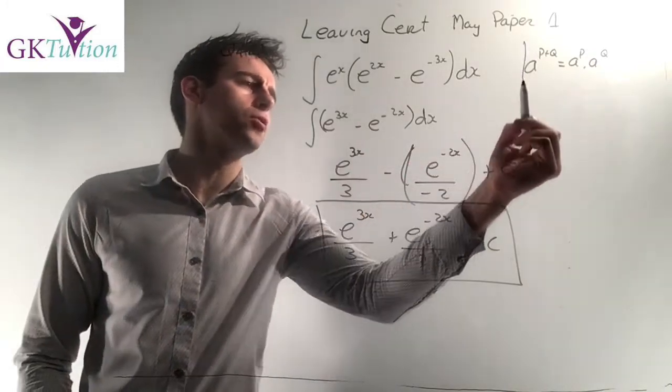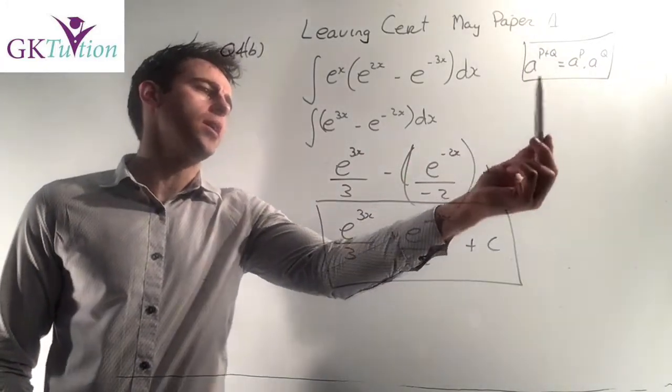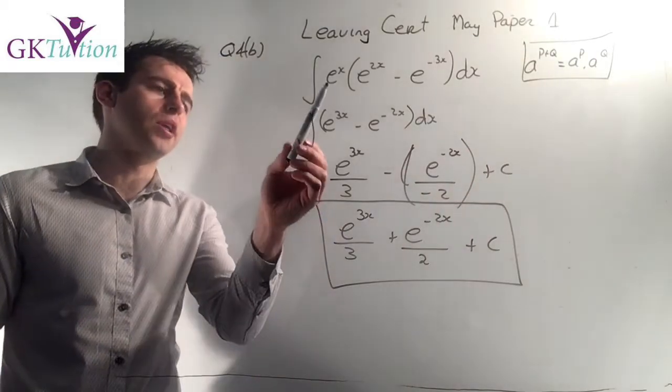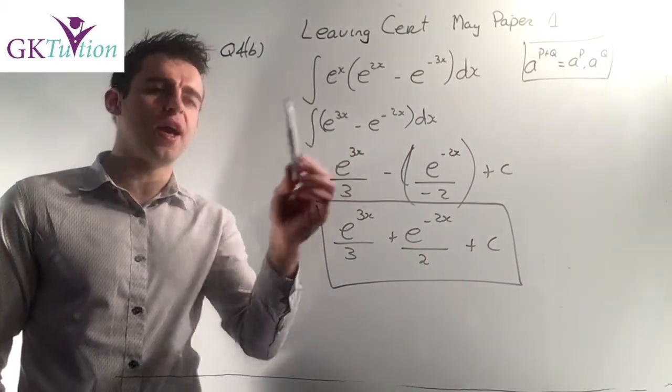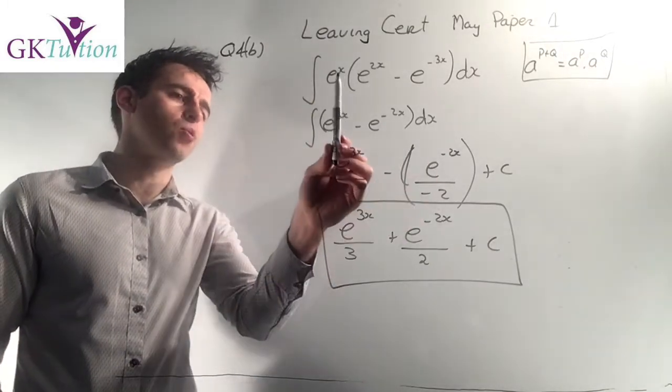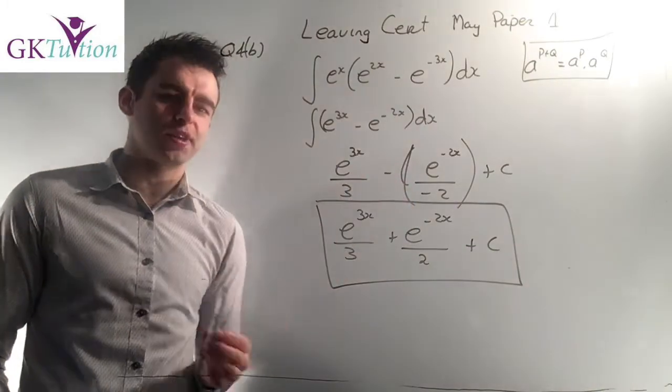We've never done anything where we're getting multiples of exponentials, so you have to be able to simplify it first. You can use the first rule of powers in your log tables. A to the power of p by a to the power of q means just add the powers together. So e to the power of x by e to the power of 2x, I just add them together. x plus 2x is 3x. And same on the next one, x minus 3x is minus 2x.